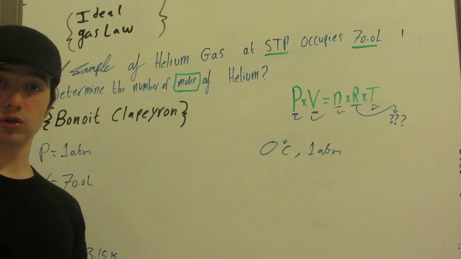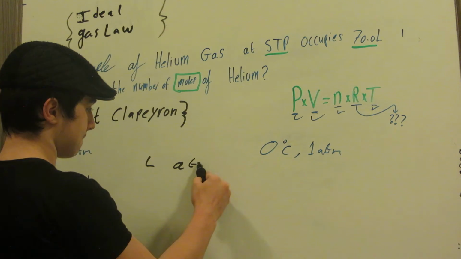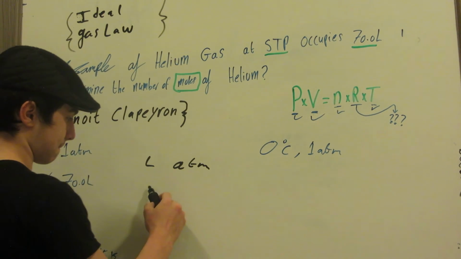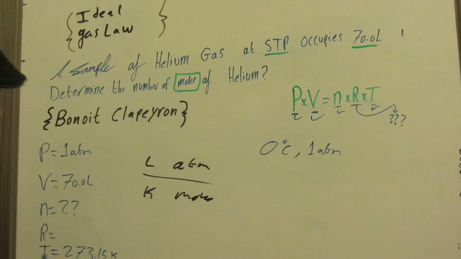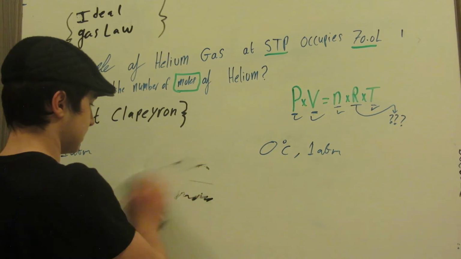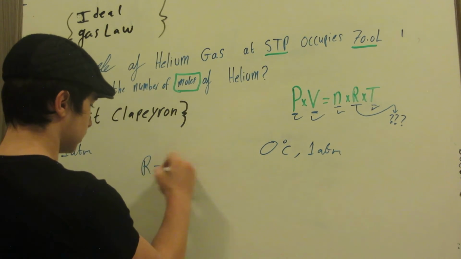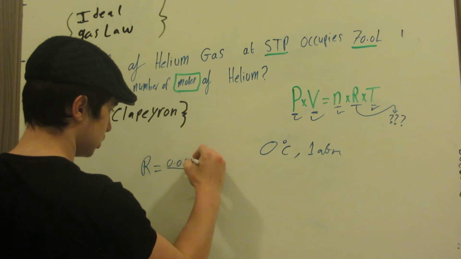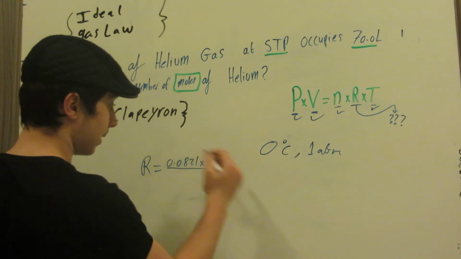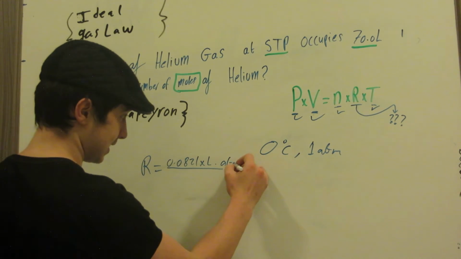But for now, we're going to talk about it when the units include liters, ATM, moles, and Kelvin. So we have the givens here. Now, from that we can get the number of R as this. R will equal 0.0821 multiplied by liters times pressure, Latin. I always like to call it Latin.